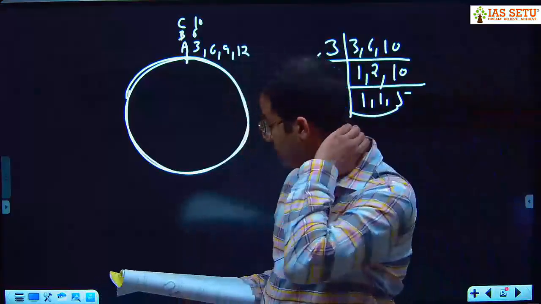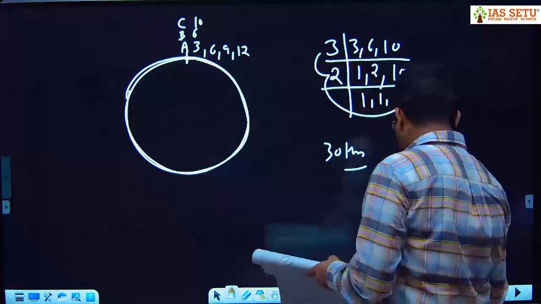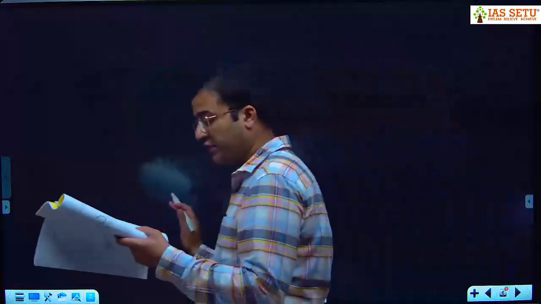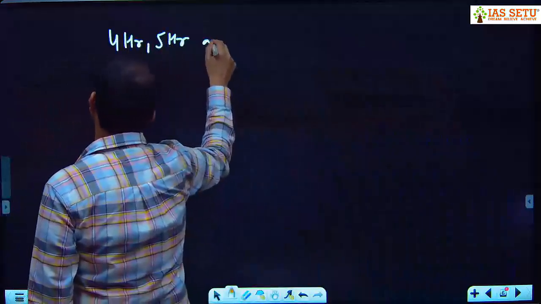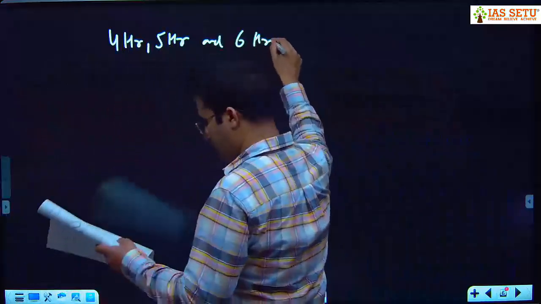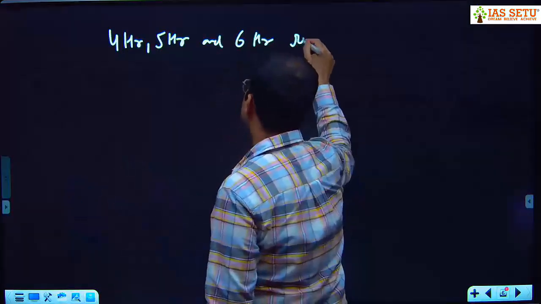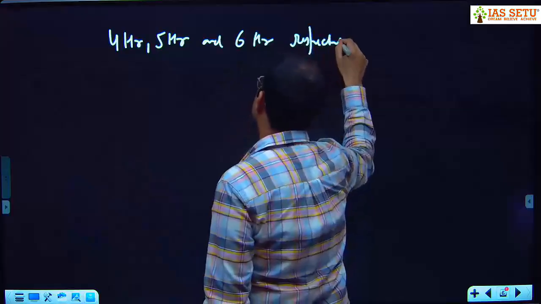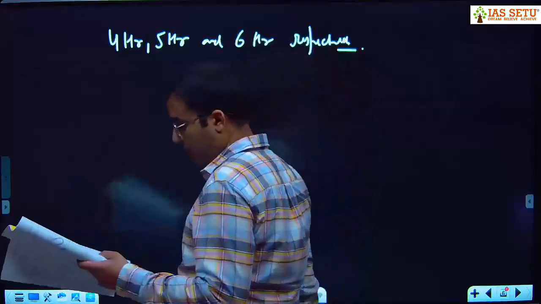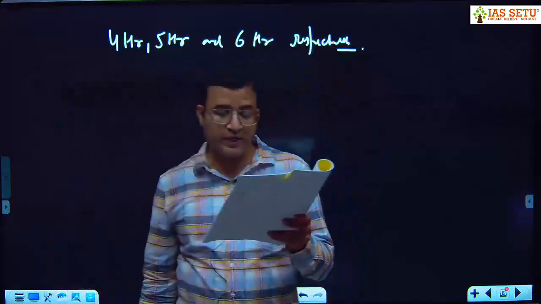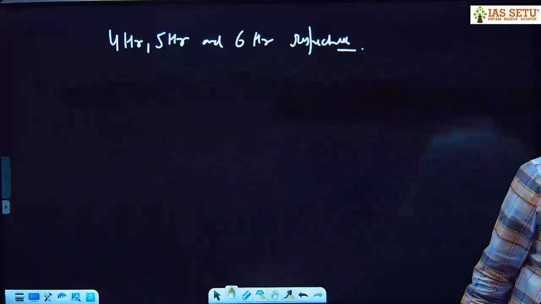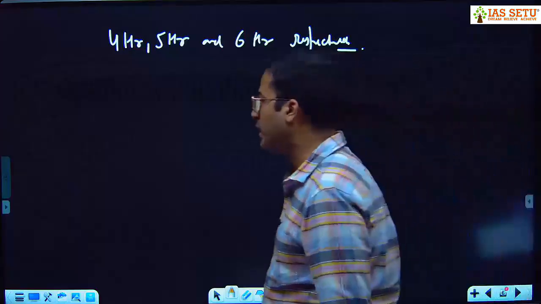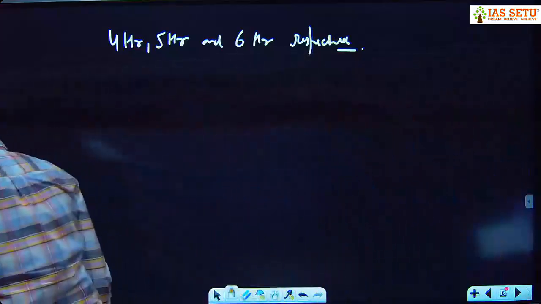Try one similar question. 3 athletes running around a circular field in the same direction. They complete a revolution in 4 hours, 5 hours, and 6 hours respectively. After how many hours will they meet at the starting point again?